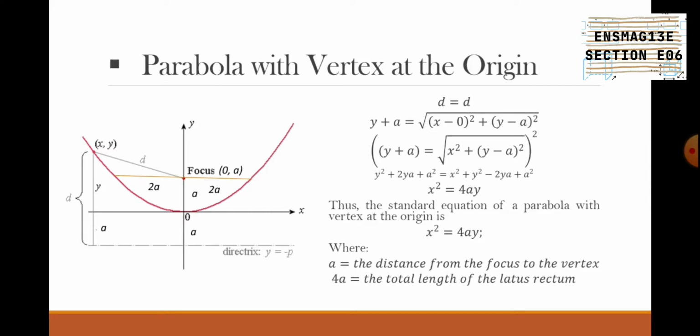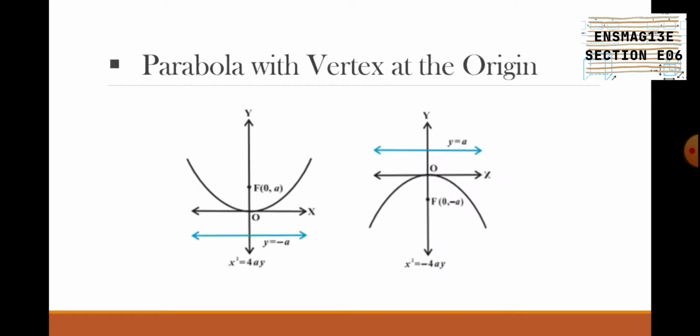Let us remember that in our figure earlier, a is the distance from your directrix going to the vertex. But since the eccentricity is equal to 1, that means the distance from your directrix going to your vertex is equal to the distance from your vertex going to your focus.